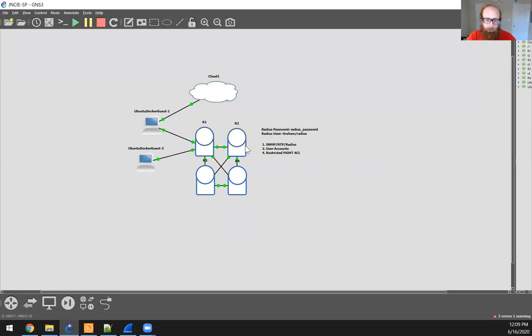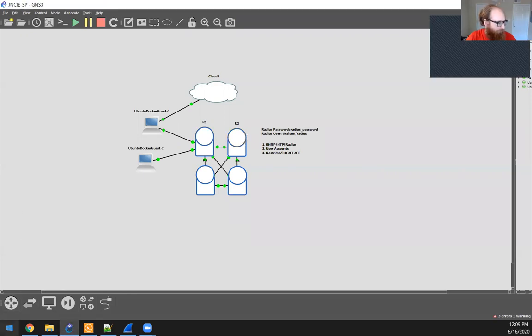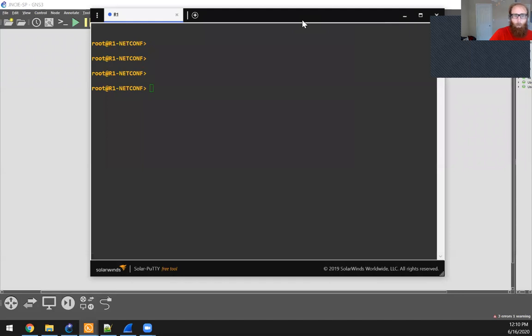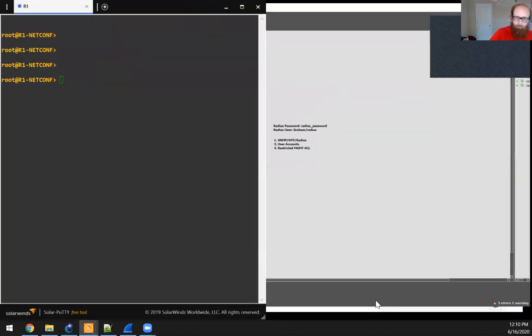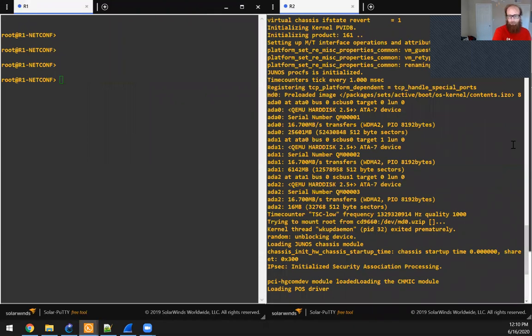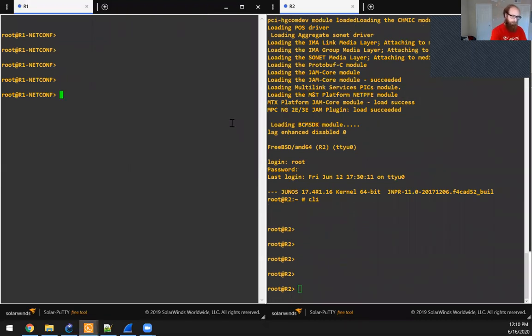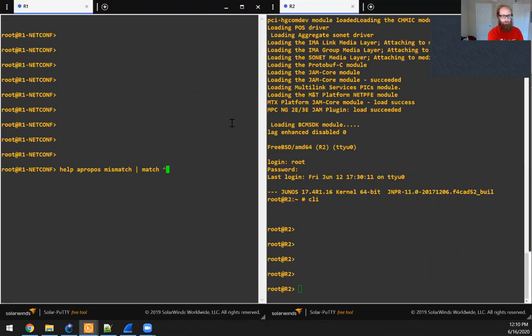All right, so we'll open up router 1 and router 2. And we'll detach router 2 and put them side by side. Okay, we'll log into router 2. All right, so let's do a help apropos mismatch, pipe match, help.